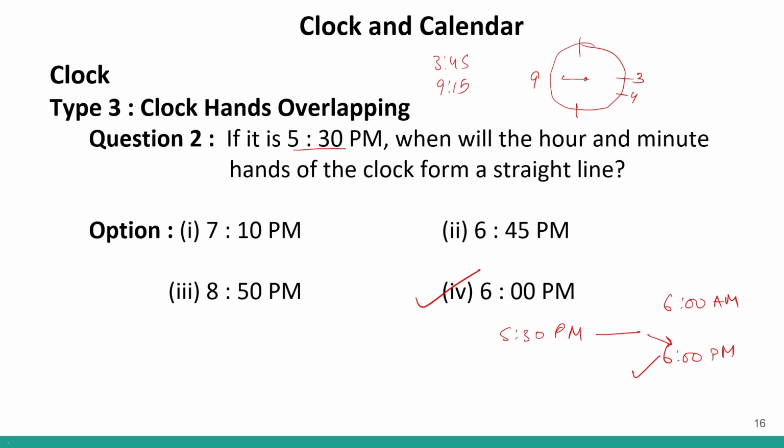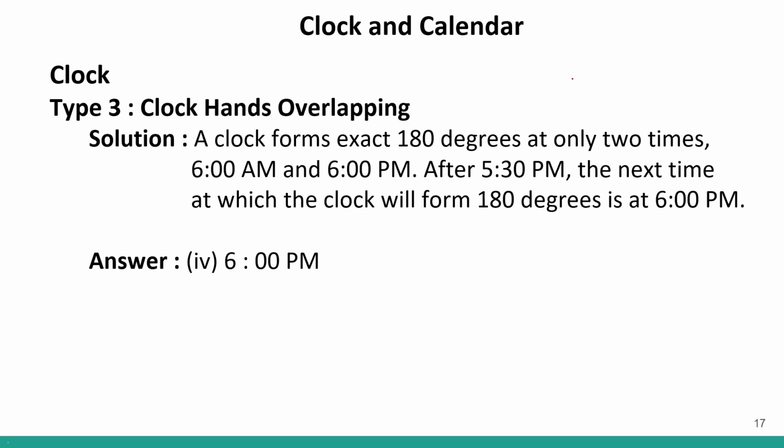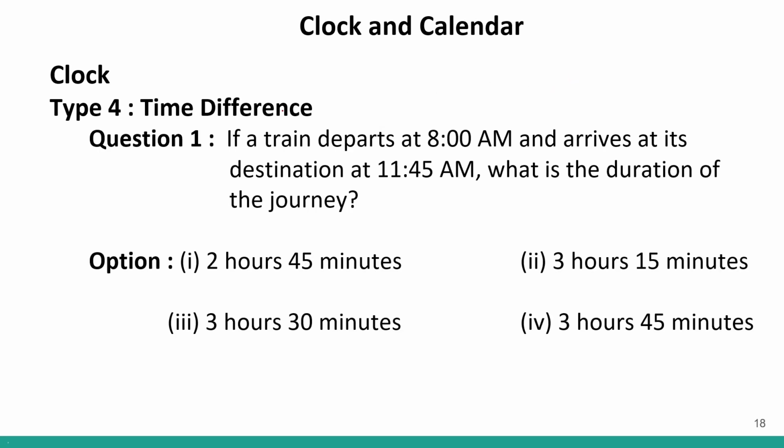Similarly, if it is 9:15, this will be 10, correct? So my hour hand will be somewhere in between 9 and 10. It will not be exactly at 9. So this is the reason these times are not considered to be exactly 180 degrees or a straight line. Clear? Now, type 4 question 1. A train departs at 8 a.m. and arrives at its destination at 11:45 a.m. What is the duration of the journey? So simple, we will start with 8.